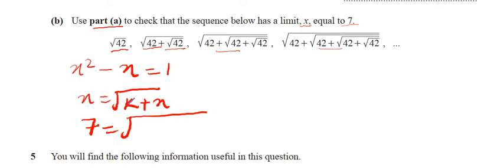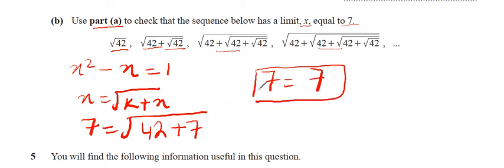And k here is 42, and x is 7. When we write square root of 42 plus 7, we get here 7. So x is equal to 7.